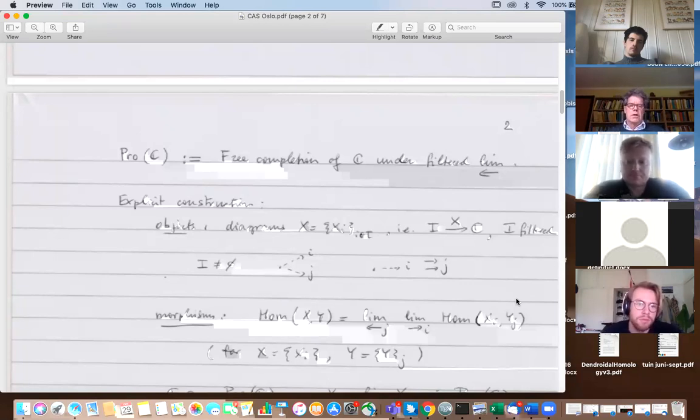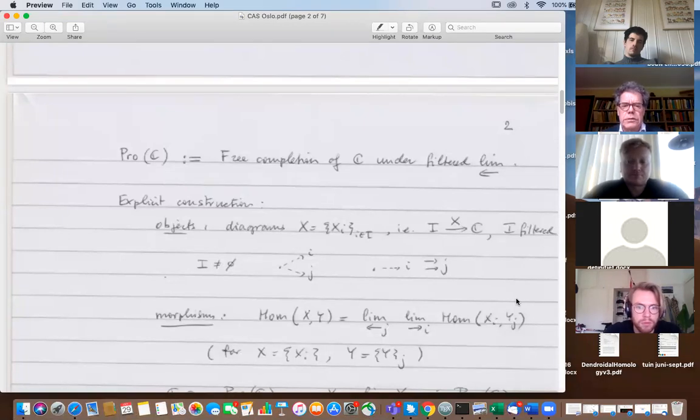The filtered category has to be non-empty. For any two objects, there is a smaller object mapping into these two. And for any two parallel arrows, there is some arrow equalizing these given parallel arrows.